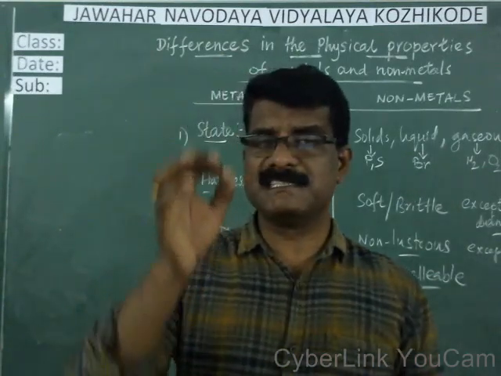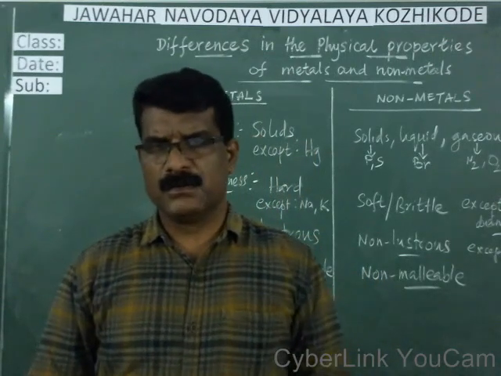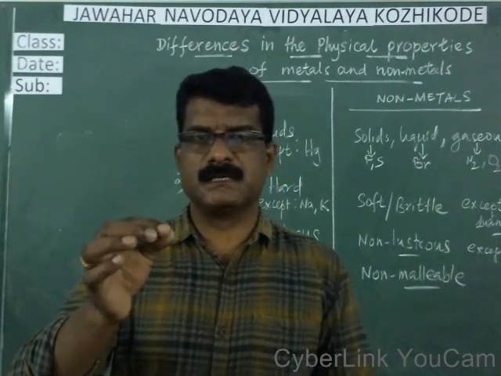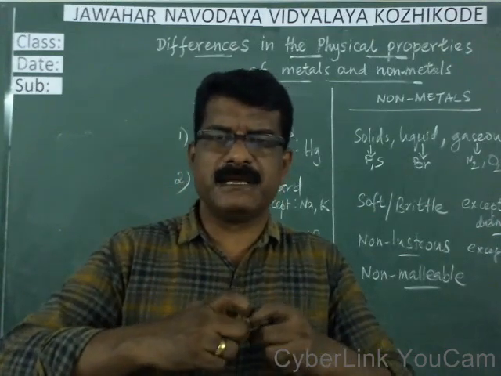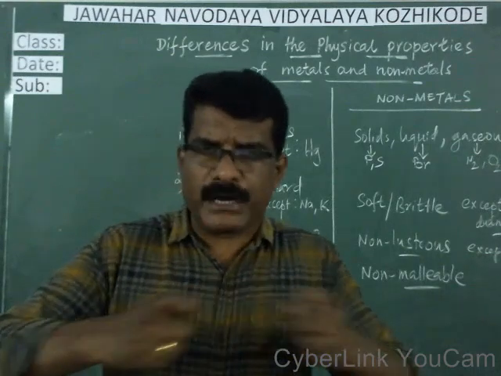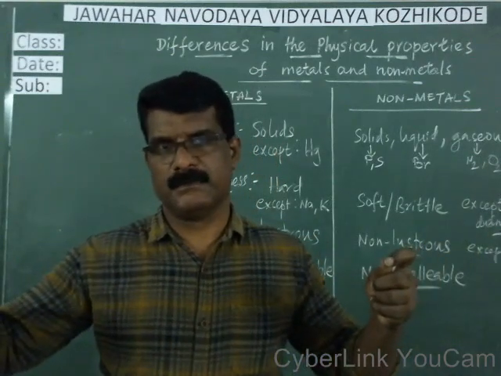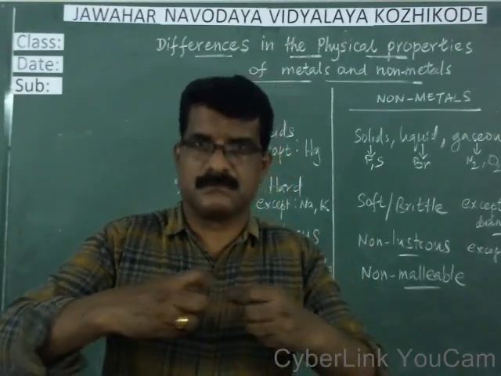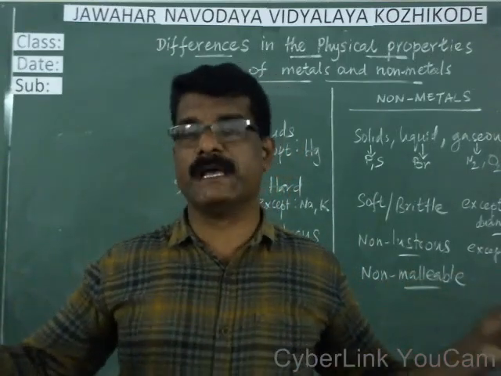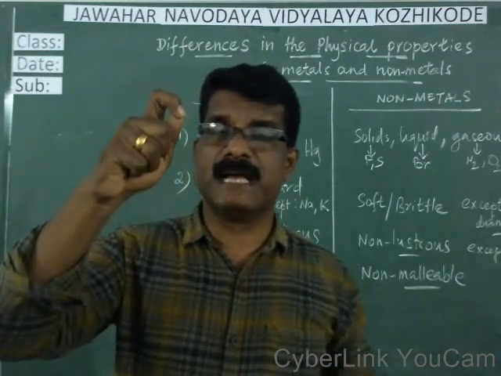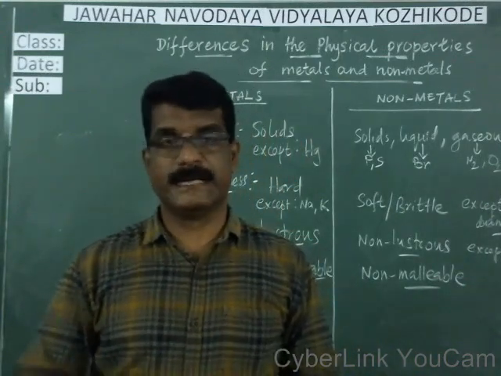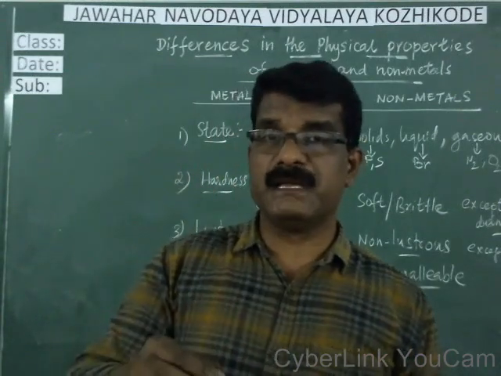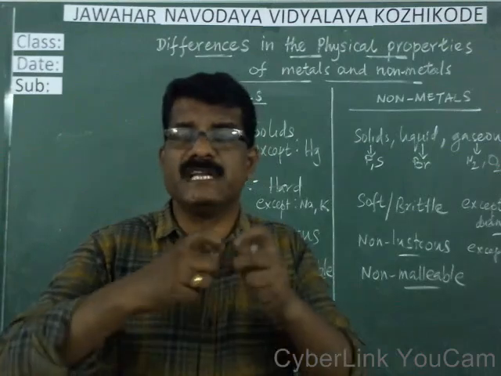The next property is ductility. What is ductility? It is the property of materials by which they can be drawn into thin wires. When materials are drawn or pulled into very thin wires, then we call that property ductility. Ductility is the property by which a material can be drawn into very thin wires.